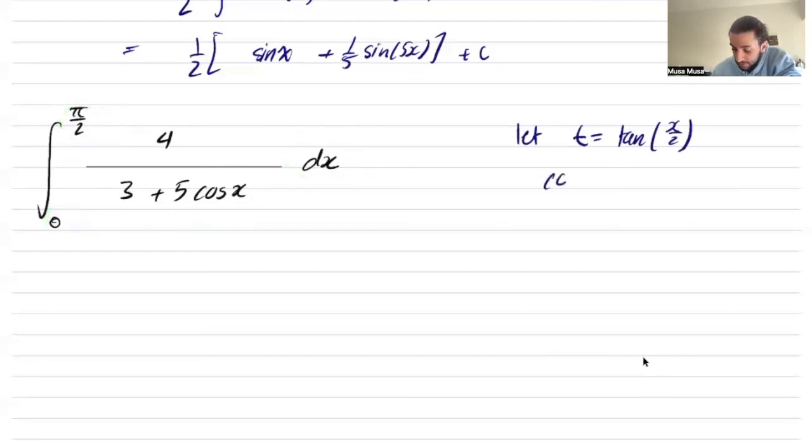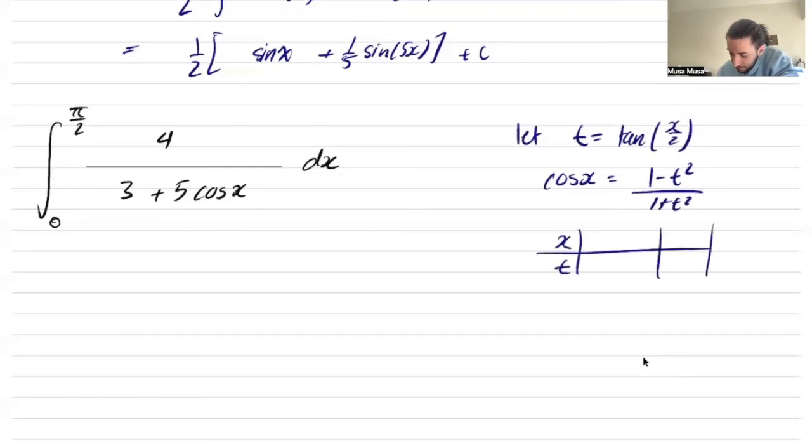We also know that cos x, given on our reference sheet, is given by 1 minus t squared on 1 plus t squared. So that helps in replacing this. Let's also replace our bounds actually, now that we're here. x and t. Okay.